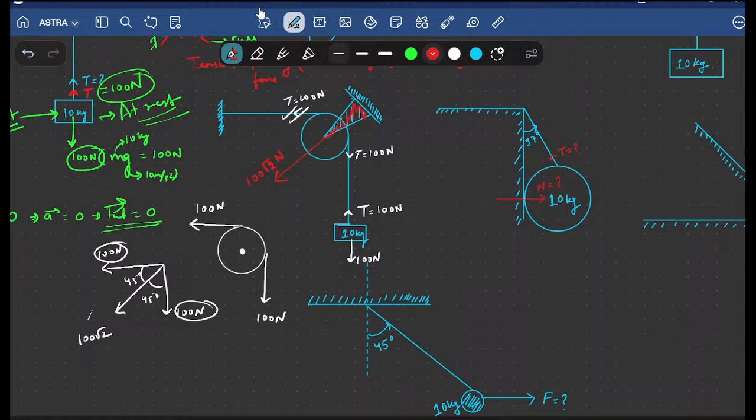So if somebody asks you how much force this hinge is applying, then it must be applying 100 root 2 Newton only. This hinge must be applying 100 root 2 Newton force. Otherwise, it won't have been able to stop the pulley, and the pulley would have broken from the hinge and moved in that direction. Am I understood by everyone?